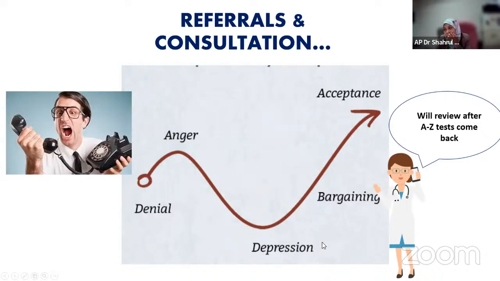And then when you become more experienced, you start to bargain. You say, okay, I will review after you have done this test and come back. Maybe the tests are not readily available, and probably some of them will come back after a month or never come back at all, because the sample got lost. And I think with experience, you start to embrace these referrals or consultations and try to accept and interpret them appropriately. I think these are the common stages of evolution. Everybody goes through this.